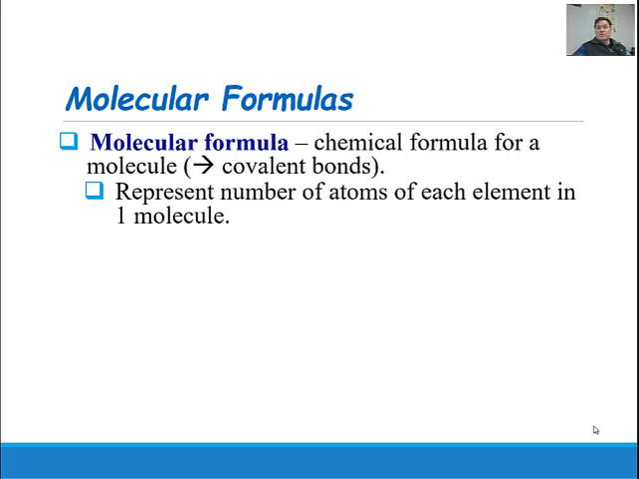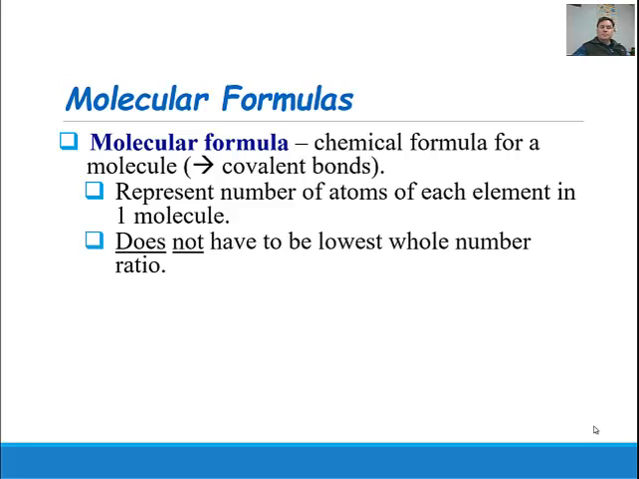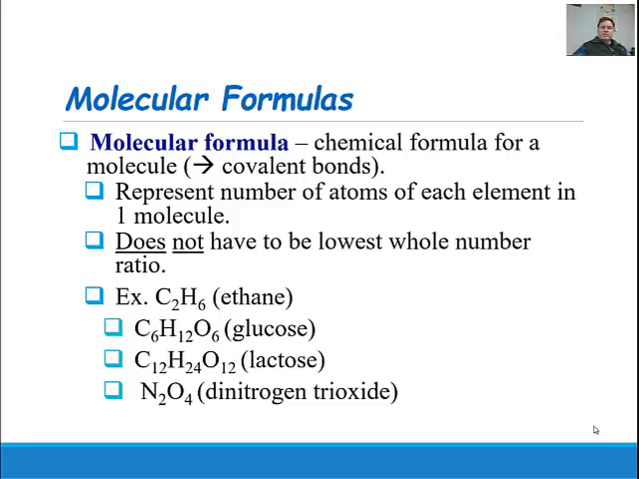So the molecular formula, as we said, is a chemical formula for a molecule, which means covalent bonds are sharing electrons. And once again, the subscripts are going to represent the number of atoms, or in our case, the number of moles of each element in one molecule. And then, as we said, it doesn't have to be the lowest whole number ratio. Here's an example. Here's ethane, glucose, lactose, dinitrogen trioxide. All these can be divided by 2 or 6 to be reduced down to empirical formula. But for molecular formulas, you don't have to do that.